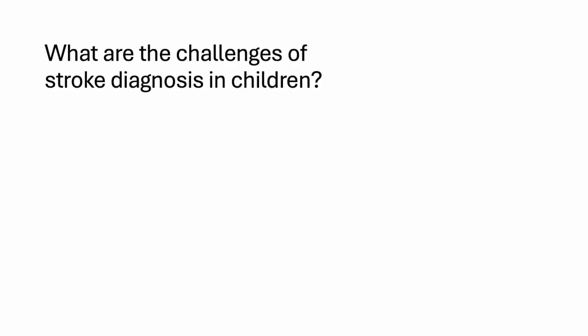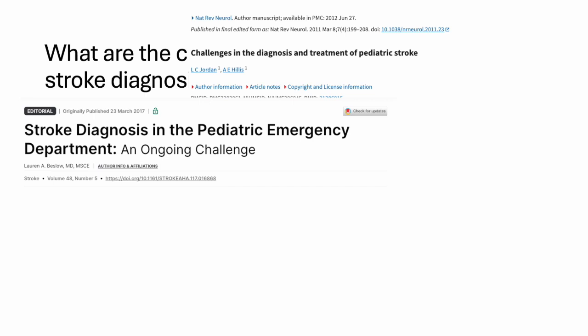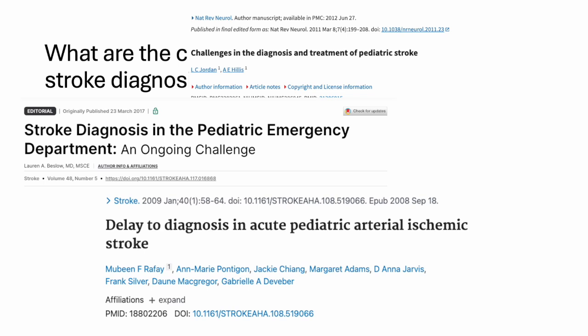So what are the challenges of stroke diagnosis in children? When I was preparing for this talk, I found two very good review papers which talk about the challenges in pediatric stroke. There was one big study that really fed into these two review articles, a study by Raffet et al., which was performed in Toronto Sick Kids in 2009. This study found that the median pre-hospital delay from symptom onset to presentation for stroke in children was 1.7 hours. Now, the median in-hospital delay from presentation to diagnosis was 12.7 hours, which gives us an insight as to the causes of delay within pediatric stroke.